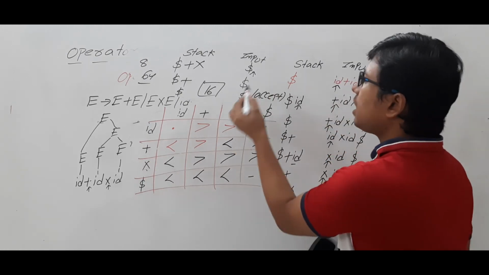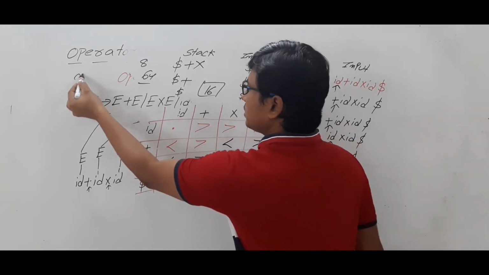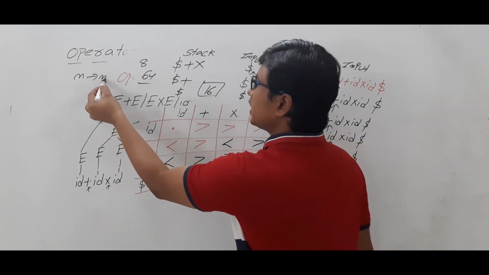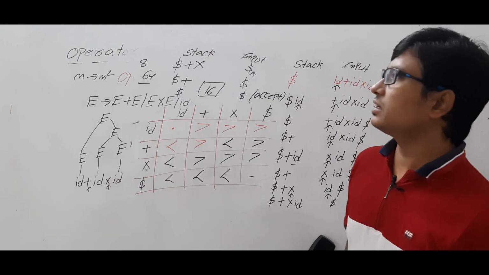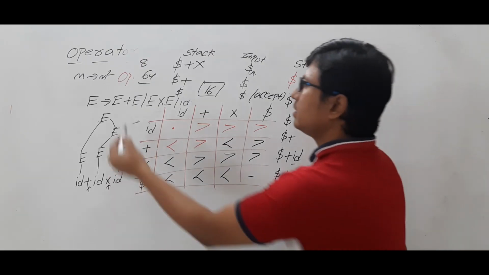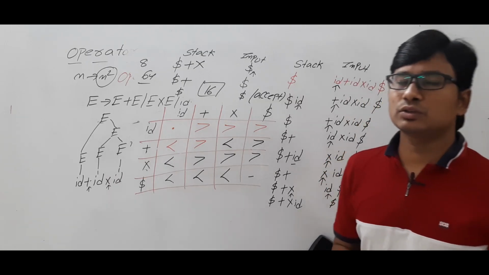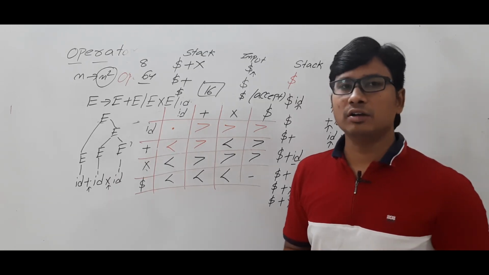So if I have n terminals, then I will get n square. Is it clear? N square number of entries in the operator relation table. So to store that, we need a lot of space.